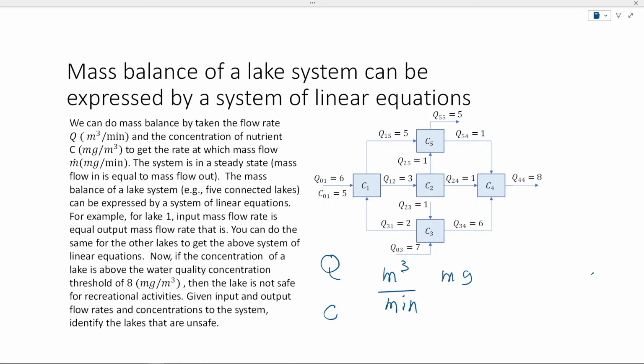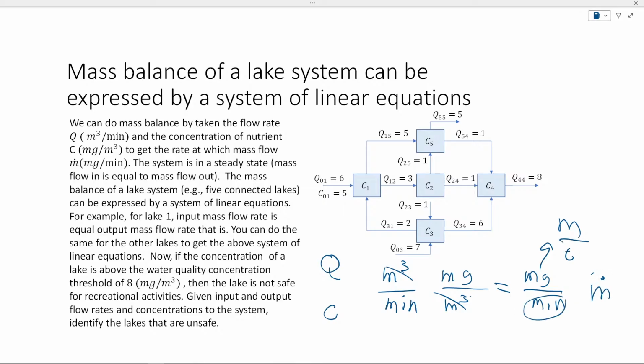Sorry, concentration is milligram per meter cube. So you can get the rate at which mass flows, because this will go with this, so you'll get milligram per minute. That is mass, so this is mass, milligram, and per minute. Remember, that's mass over time.